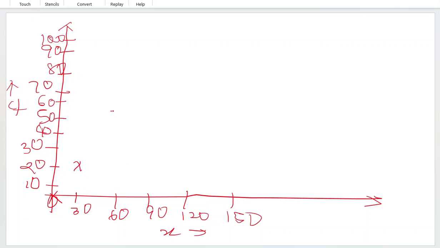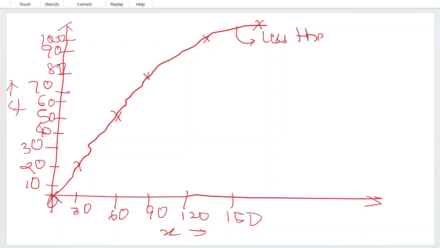For 60, it is 50. For 90, it is 75. For 120, it is 95. And this is 100. So when we draw this, we shall get something like this. This is called less than ogive.